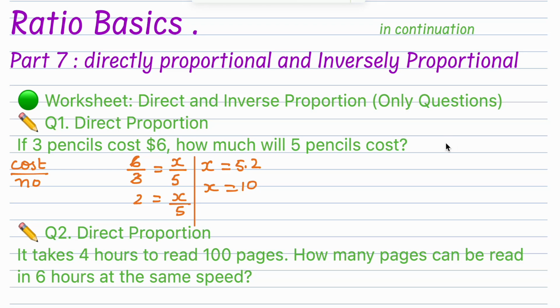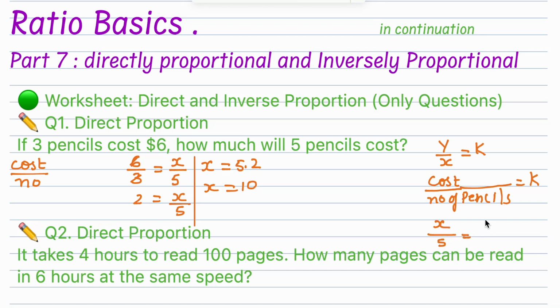Now as we have seen in our previous part, y over x is equal to k, right? So y is the cost. We can apply this directly without equating the ratios. If we want to use this, cost over number of pencils is equal to k. But now we need to know this k. So that means we will calculate this k with the given data. We have to calculate the cost when the number of pencils is 5.